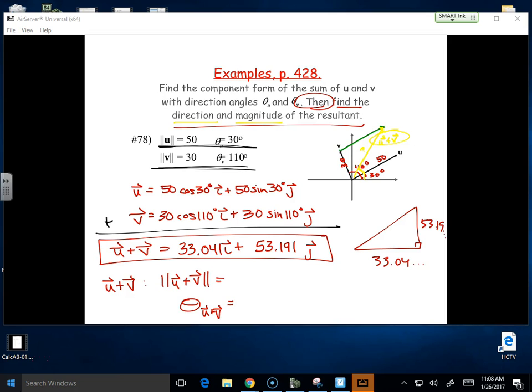Magnitude, what do we got? 62.618. Back them up, anybody? Square root of the 33.1 squared plus the 53.1 squared. Don't round until the end. Theta, what do we got? Tangent inverse of b over a.